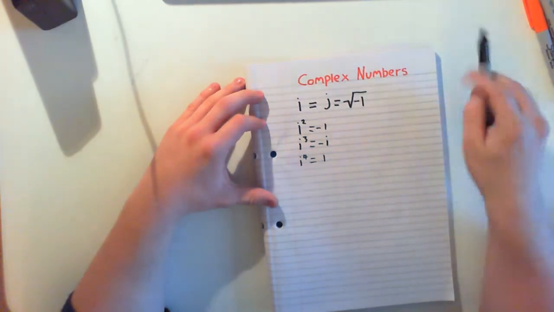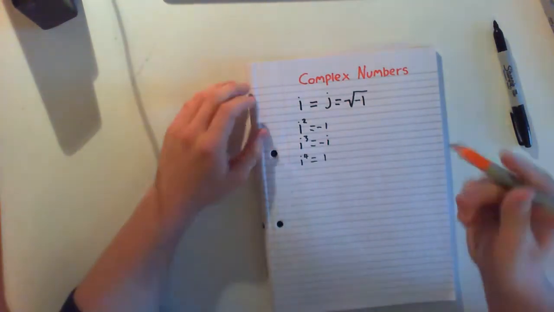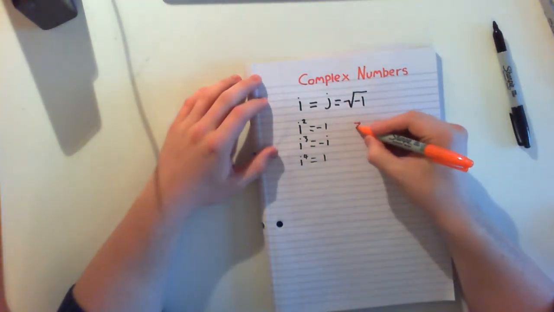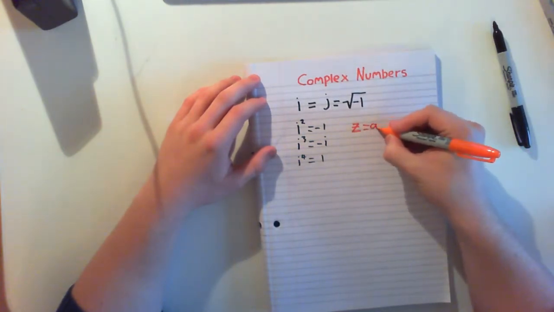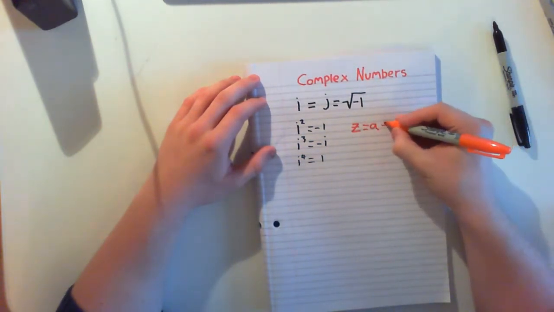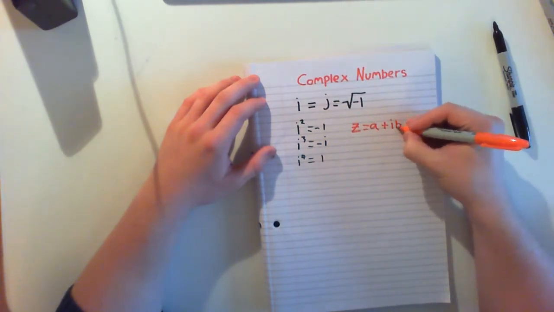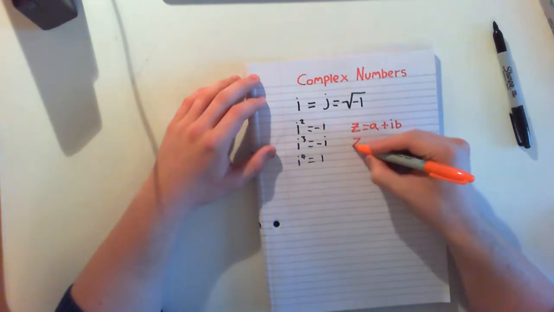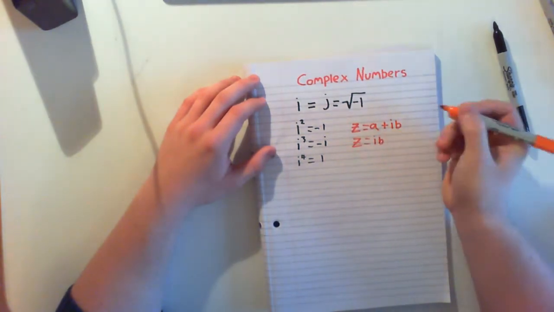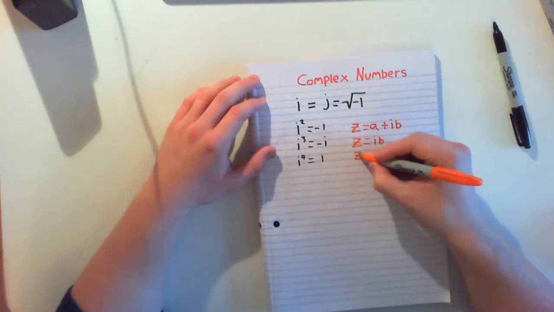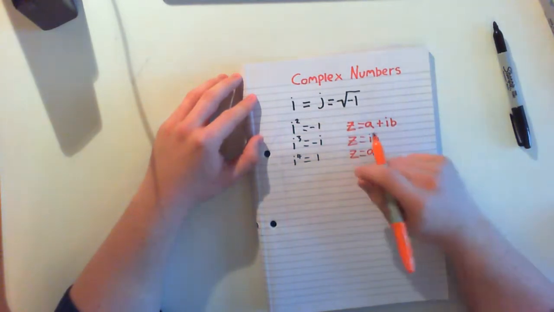A complex number is normally given, in fact you'll mostly find always to be given, in terms of z, and is equal to some value a plus ib. You may see it just be given as z equals ib something, or you may see a complex number actually just be given as a single value.